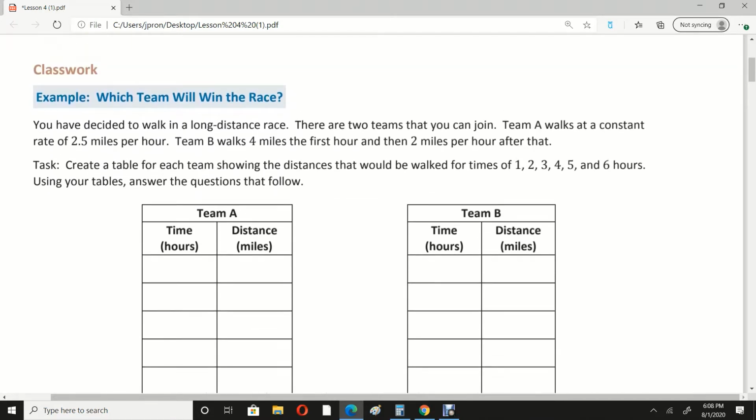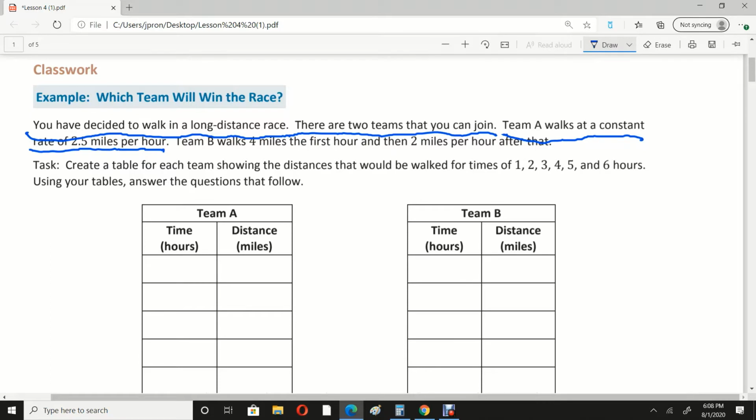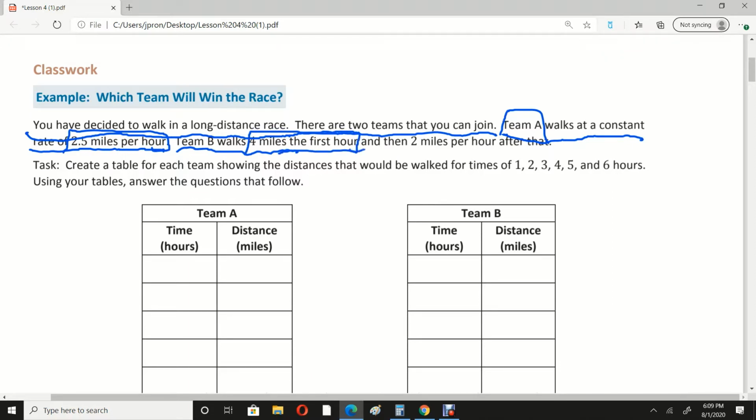So we're going to come to example 1, and I'm going to read this as you read silently. You have decided to walk in a long distance race. There are 2 teams you can join. Team A walks at a constant rate, 2.5 miles per hour. Team A going 2.5 miles per hour. Team B walks 4 miles for the first hour, and then 2 miles per hour after that.